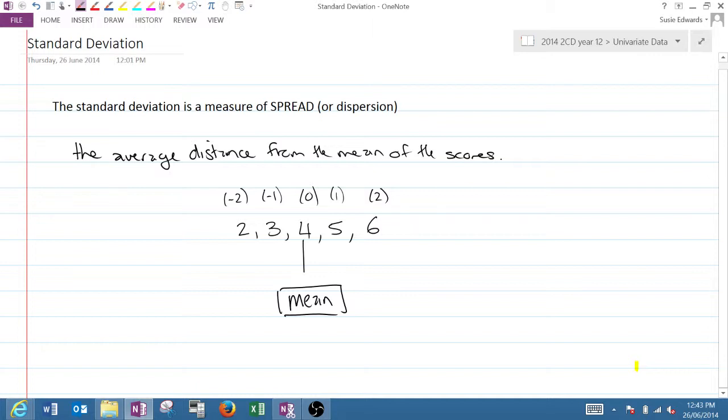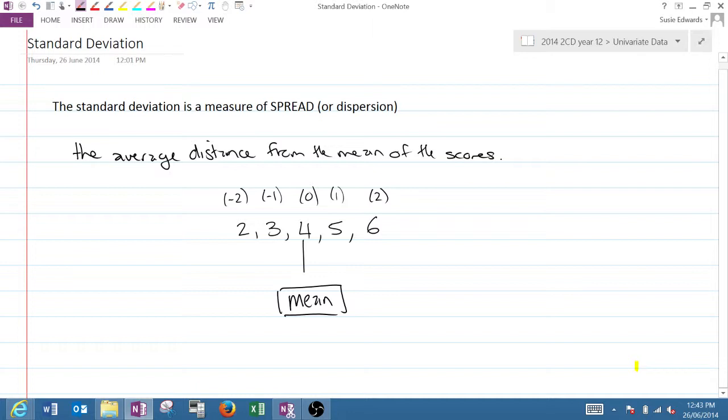We can work that out. What the standard deviation is, is the average of those numbers. Now, the problem with the negatives is if we actually add all those numbers together, they're going to equal 0 because -2 plus 2 is 0, -1 plus 1 equals 0, okay? So we need to sort of make them into positive numbers.